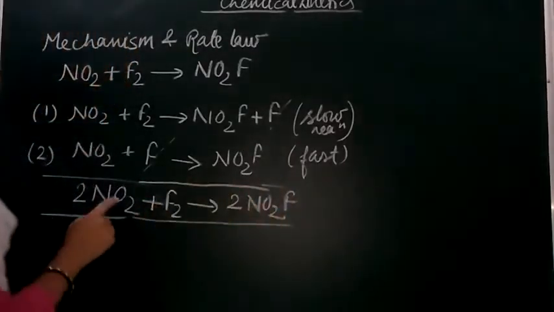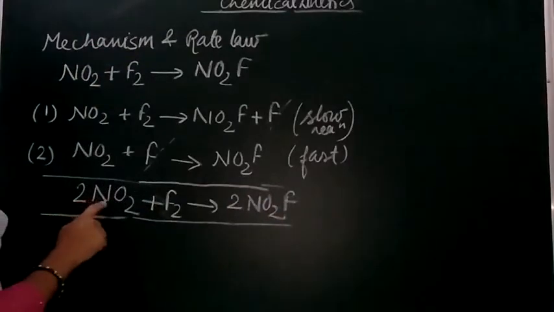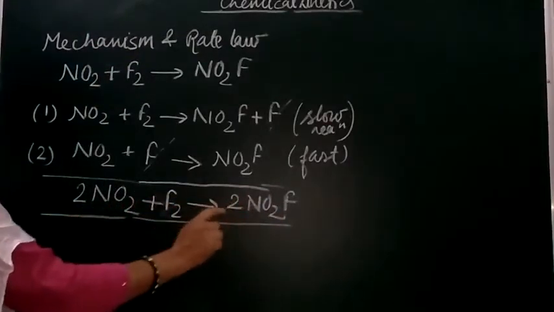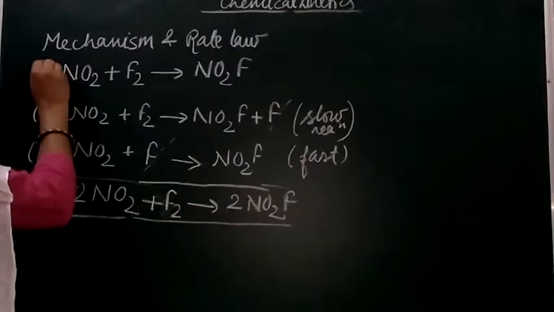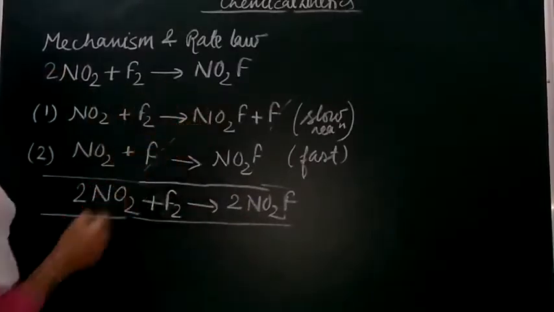Now this is the overall reaction. So students, here we have 2 molecules of nitrogen on this side, and fluorine is also balanced. So the net reaction we can write in this way.